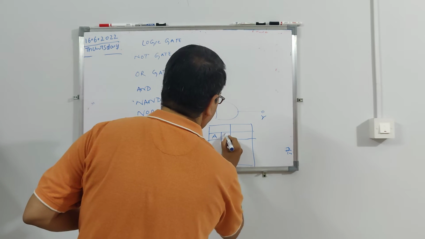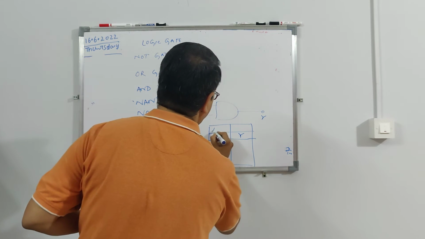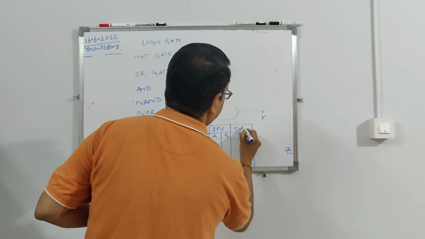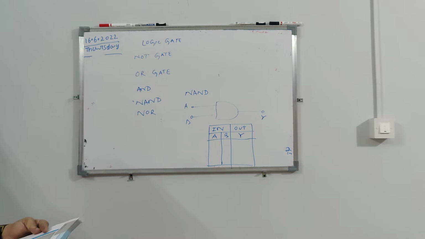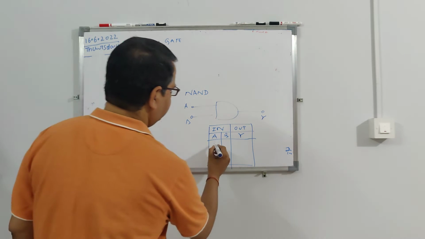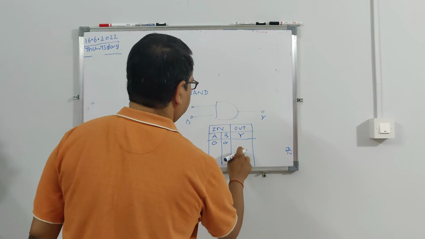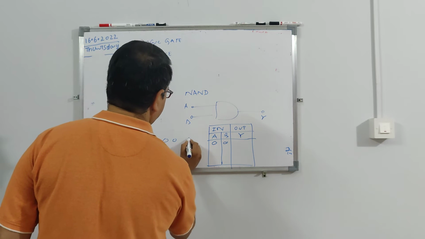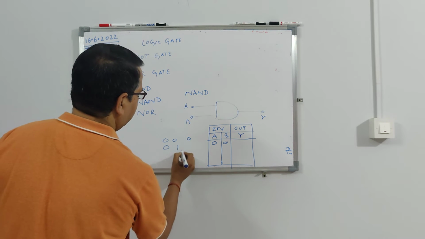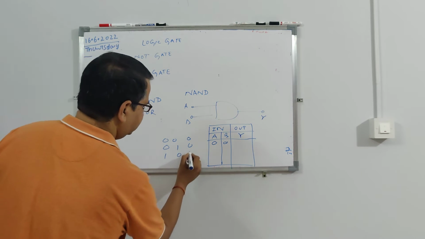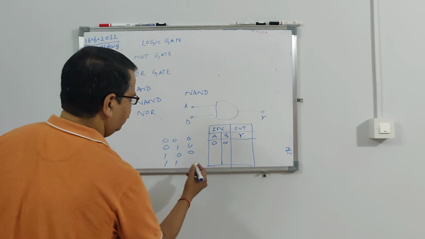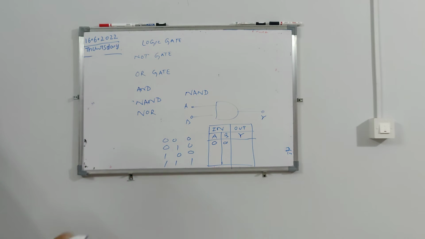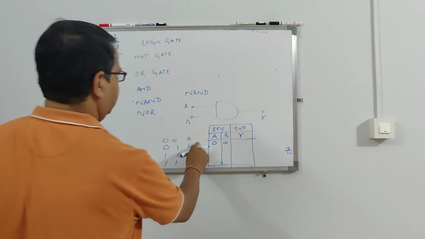Okay, so this is A, this is B, this is Y, this is in, this is out. If this is the case, first you have to see AND. The AND condition is satisfied if, suppose this is 0, this is 0, then the output will be 0. 0, 1 is 0, 1, 0 is 0, only 1, 1, if both are satisfied, then it will be 1. Okay, so these are the outputs of an AND gate.